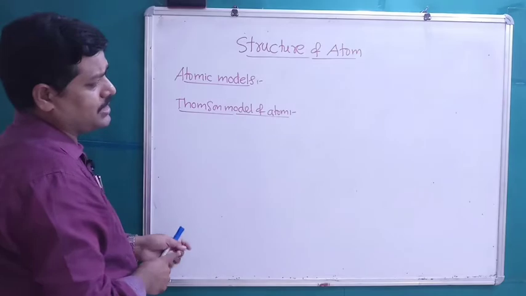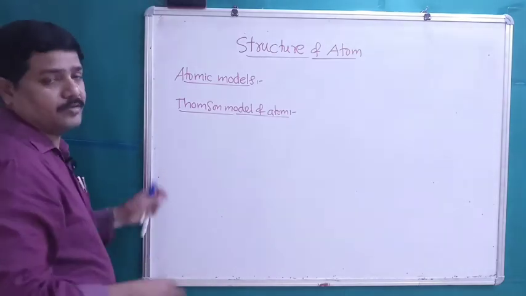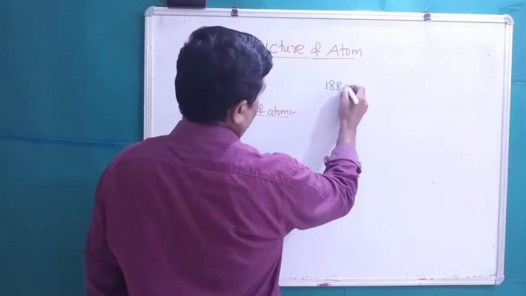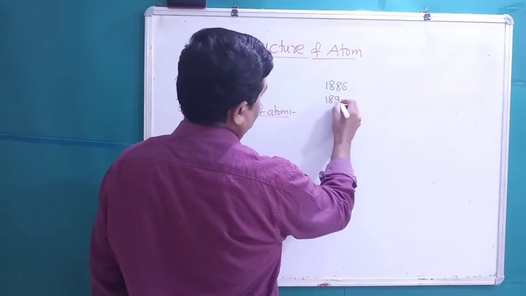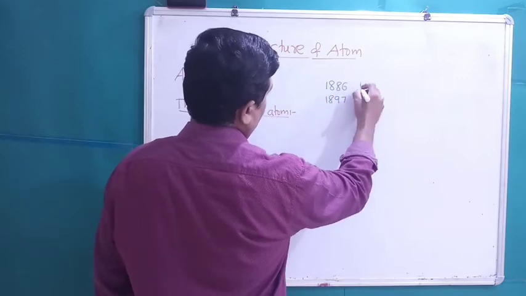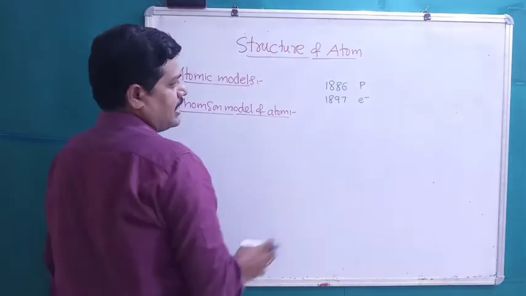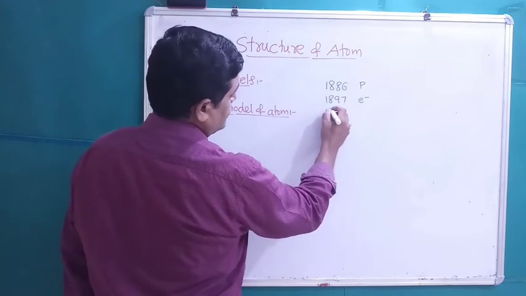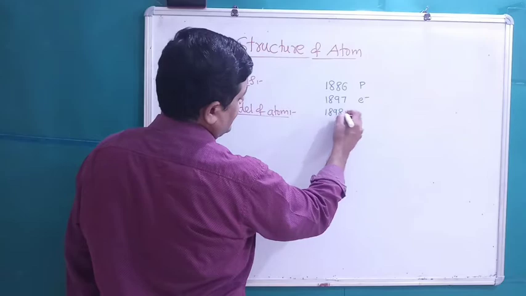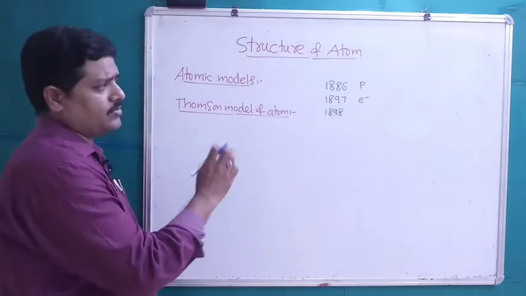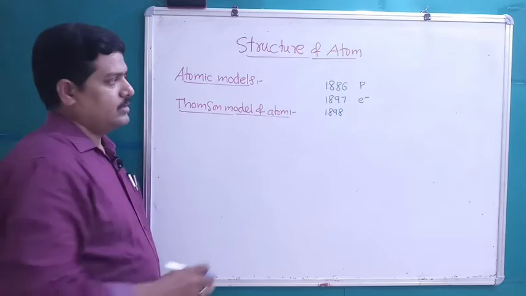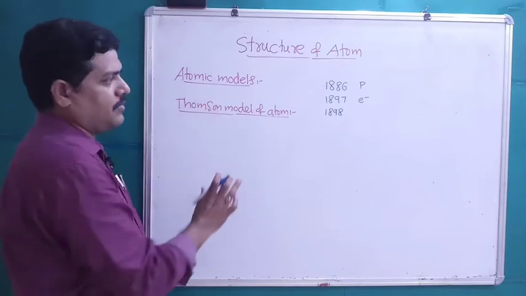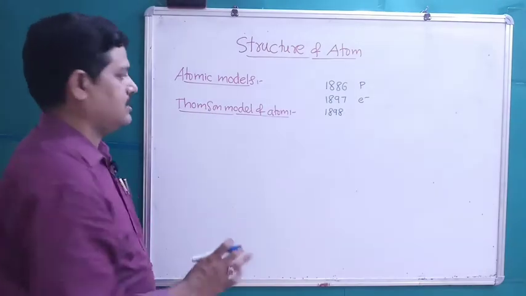Students, at the time of the Thomson model of atom, there was no discovery of the neutron, right? Proton was discovered in 1886, electron in 1897. Then the Thomson model came in the year 1898, the Rutherford model in 1911, and in 1932 the neutron was discovered by James Chadwick, right? So during the Thomson model of atom there was no neutron discovered.